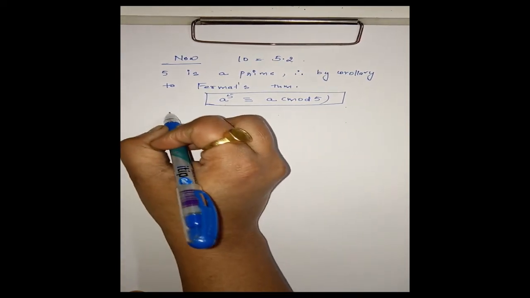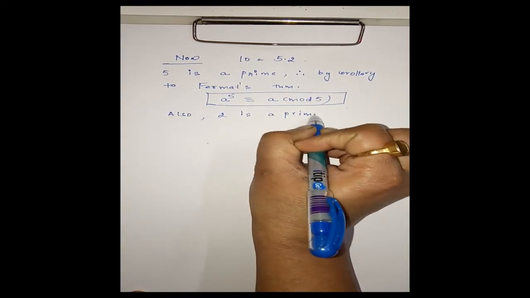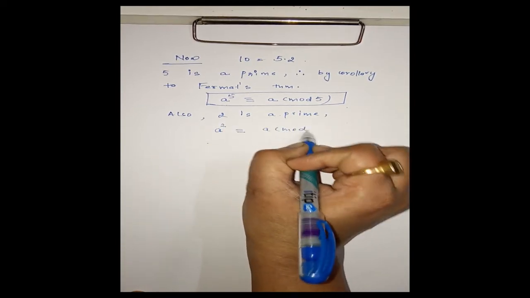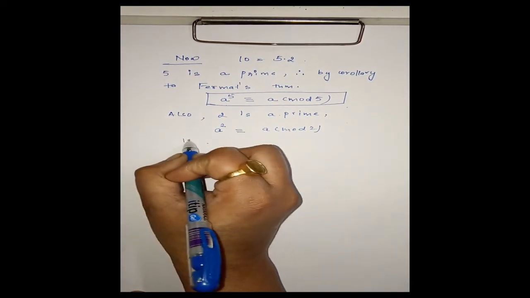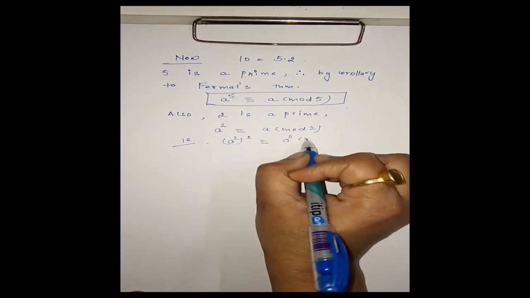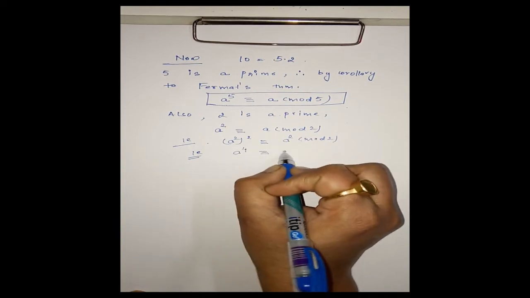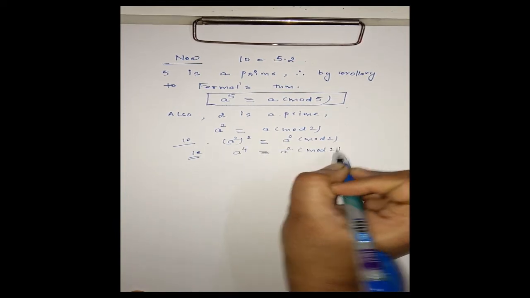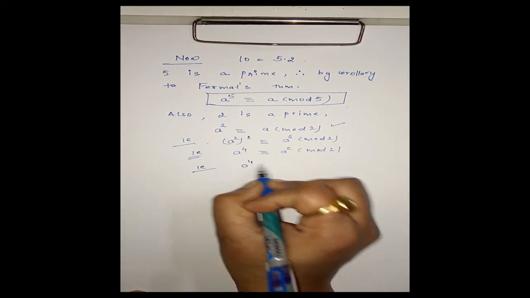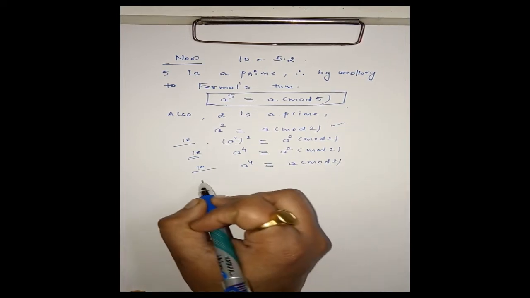Clear? Also, same way, 2 is a prime. Therefore, I can again write a power 2 is congruent to a modulo 2. Now, this will imply, taking power 2 on both sides, a power 4 is congruent to a square modulo 2. And from here again, using the transitive property of congruences, I can write a power 4 is congruent to a modulo 2.